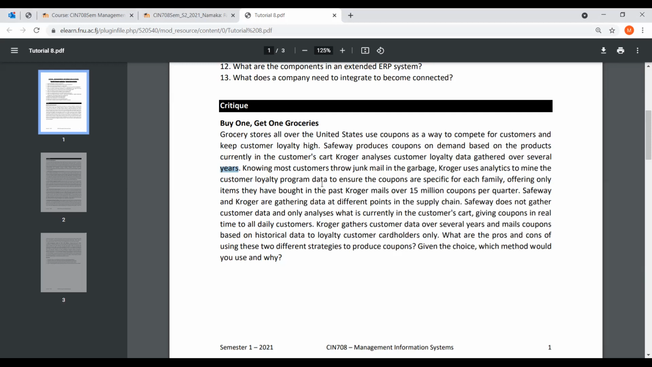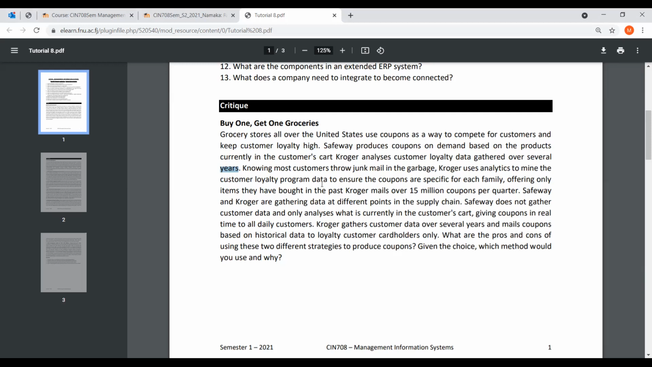Now, Safeway does not get the customer data and only analyzes what is currently in the customer's cart, giving coupons in real time to all daily customers. Like I mentioned earlier, Kroger gets customer data over several years and mails coupons based on historical data to loyalty card holders only. Now, there are two different business models altogether.